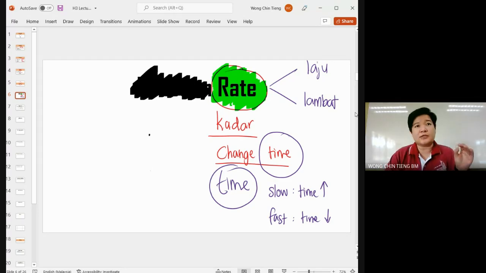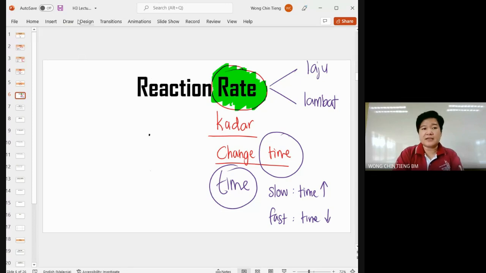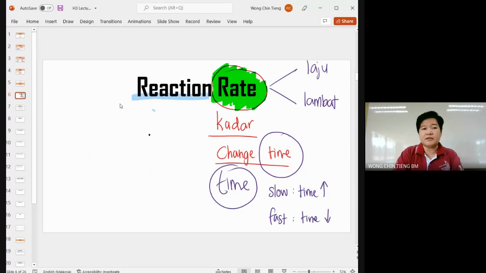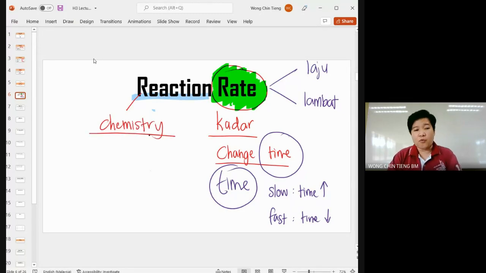Kita nak tahu benda tu laju atau lambat, akan sentiasa tengok pada masa. Masa adalah pengukur dia sama ada dia laju atau lambat. And then, that is only the word rate. And then we go for the word reaction. When you have the word reaction, there goes your chemistry. What is reaction in chemistry? When you have something change into another.